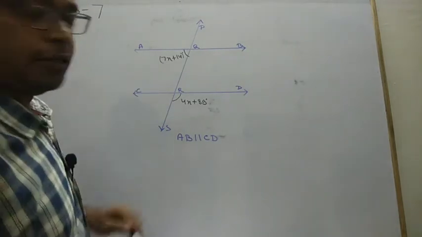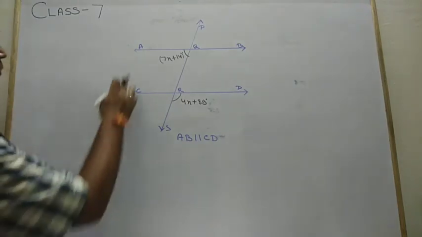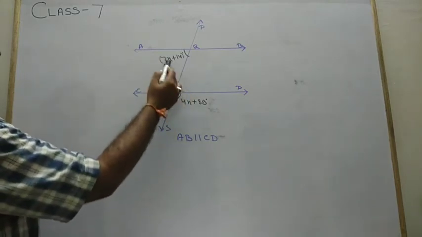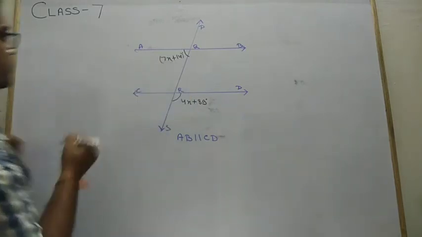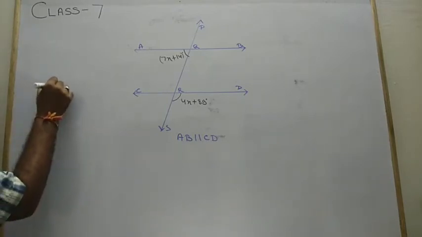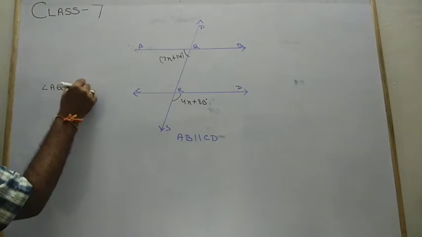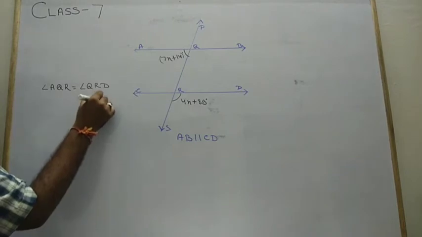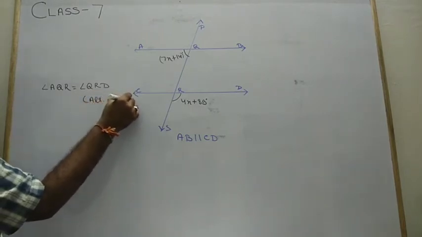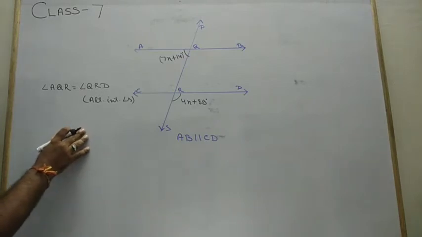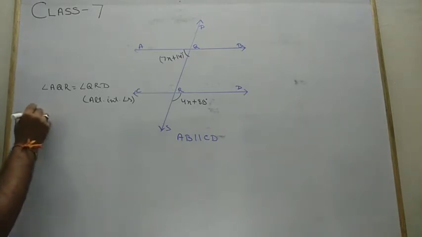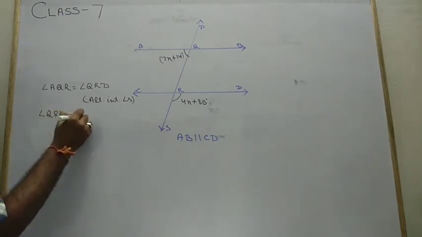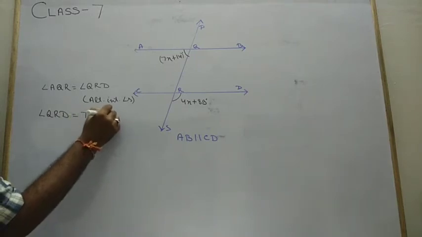Let's start. I changed the color so that you do not get bored. As we know that these two angles are equal to each other, we can write angle AQR equals angle QRD. Why? Because they are alternate interior angles, that we know. So therefore we can write angle QRD equals 7x plus 14 degrees.